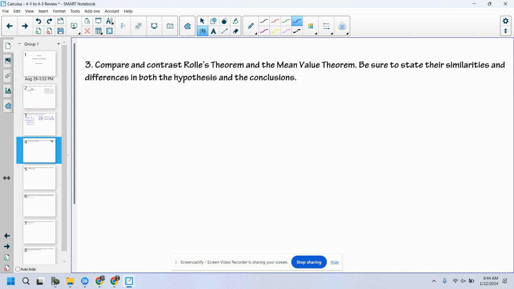Okay, let's take a look at number 3. Compare and contrast Rolle's theorem and the mean value theorem. Be sure to state the similarities and differences in both the hypothesis and the conclusion. Okay, so for the hypothesis, let's talk about the similarities first. For Rolle's theorem and the mean value theorem, they both have to be continuous and differentiable, right? There is one big difference.